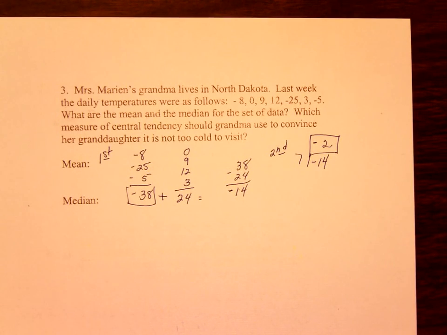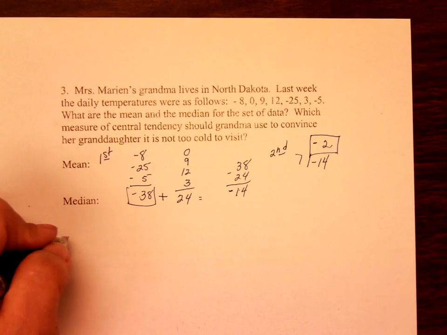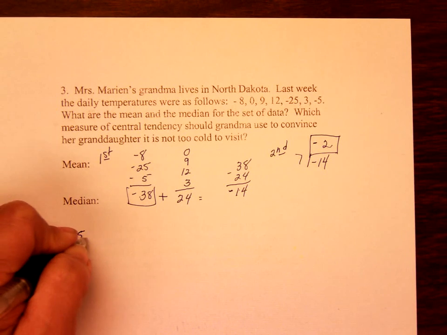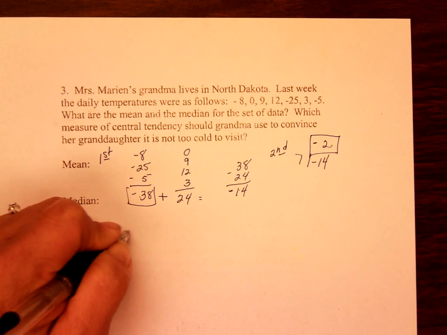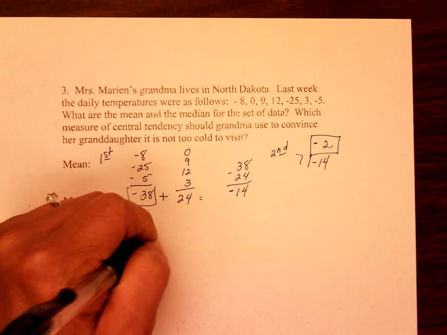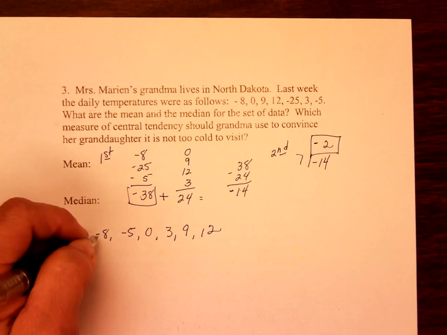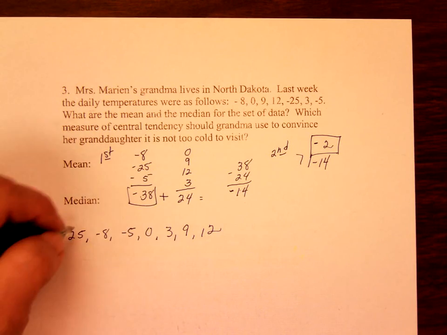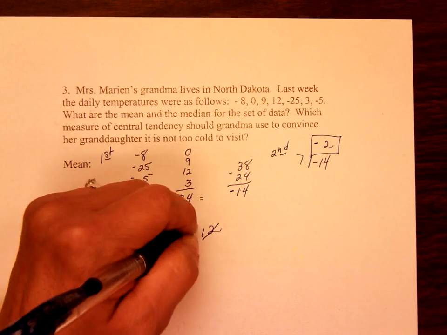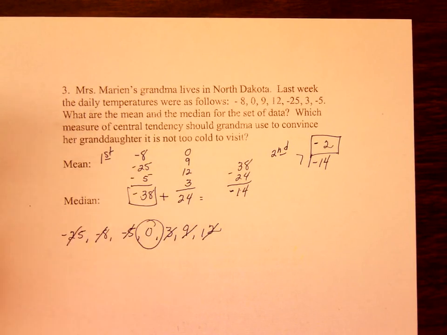Median, remember, is the middle number, so you have to write it from least to greatest. So -25, -8, -5, 0, 3, 9, and 12. 1, 2, 3, 4, 5, 6, 7. Cross out left to right, and the median is 0.